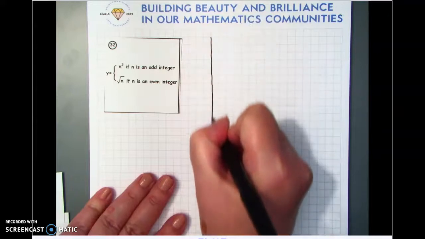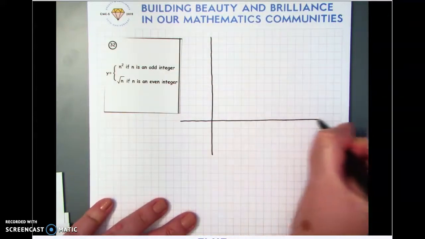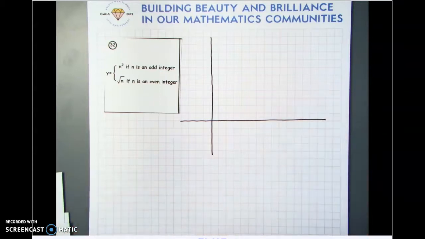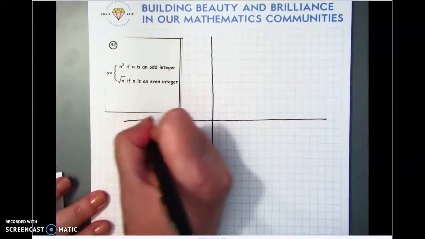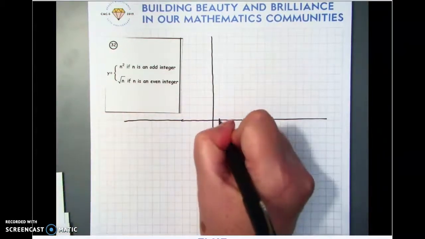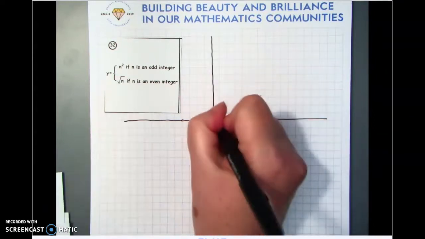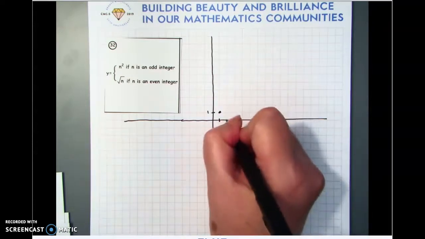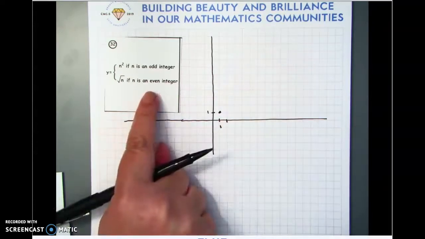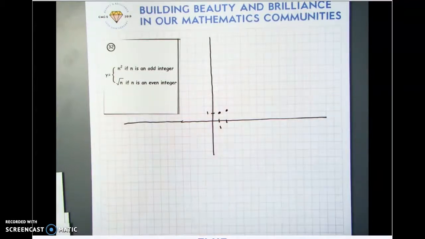Let's see what I can do here. And we could do negative as well. I can't even move over. If we let x be 1, do we agree 1 is odd? When I square that, I get +1 for y. When x is equal to 2, that's even, and so the square root of 2 is going to be just a little bit more than 1, isn't it? Because it's a little more than the square root of 1.